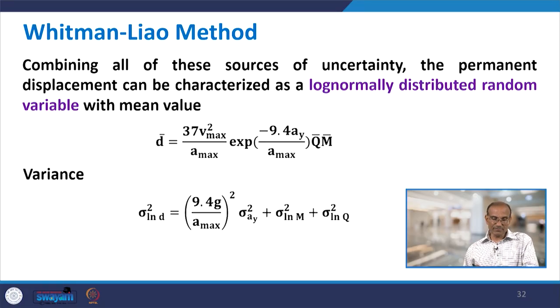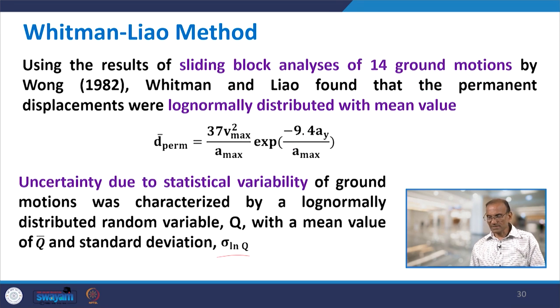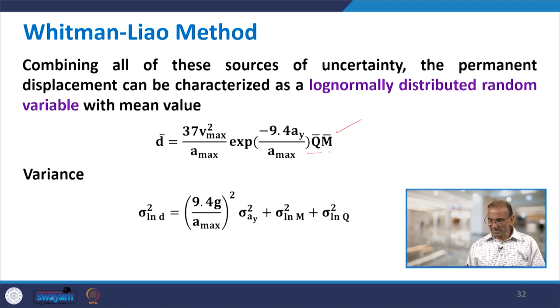Combining all of these sources of uncertainty, the permanent displacement can be characterized using a log-normally distributed random variable with a mean value given by this relation, which is quite similar to the relation which we have seen last, with Amax exactly. Only these two factors, Q bar and M bar, have been added to overcome the uncertainties. And the sigma log D can be calculated from this relation, where sigma Ay is the standard deviation in yield acceleration, and sigma log M is that of the modal factor, and this is in the thrust. So all these combined, you can find the variance also, so that uncertainty can be accounted for.